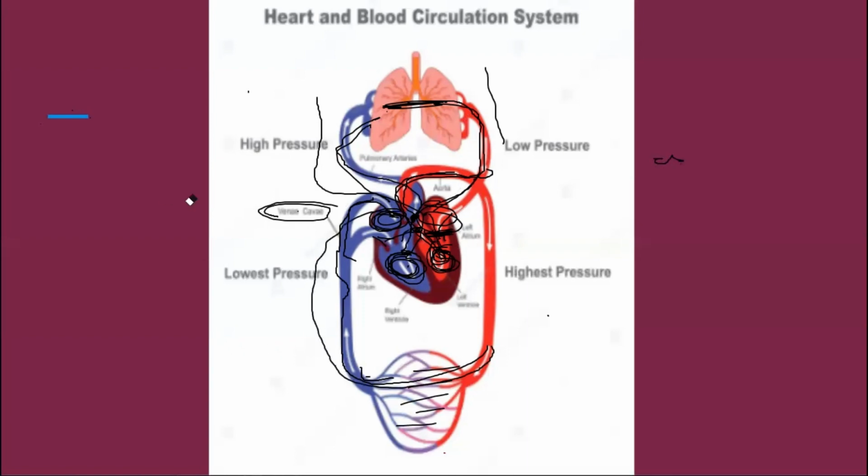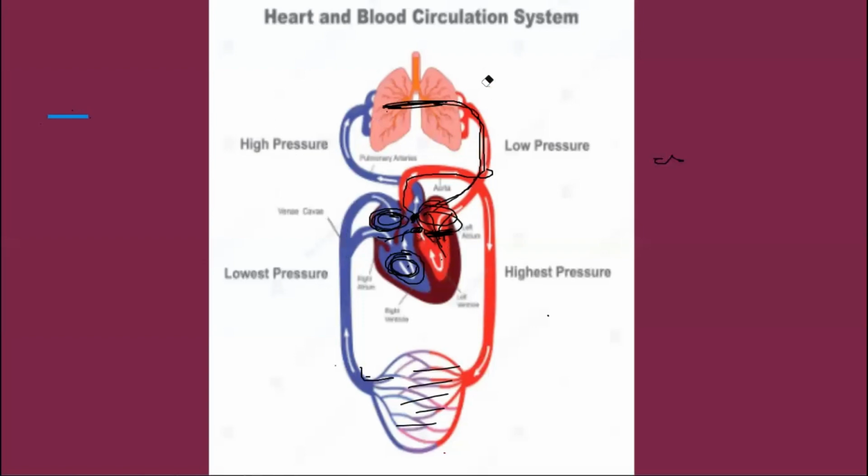And an average person's heart beats 72 times in 1 minute. So it means this cycle is going on 72 times in 1 minute.